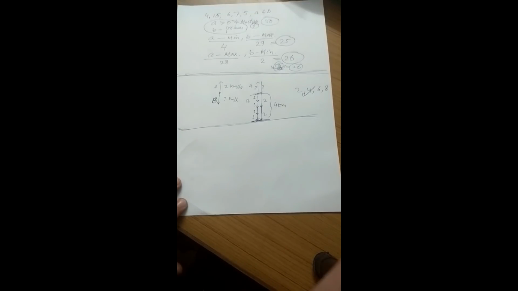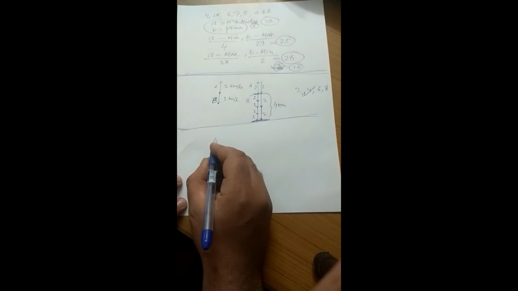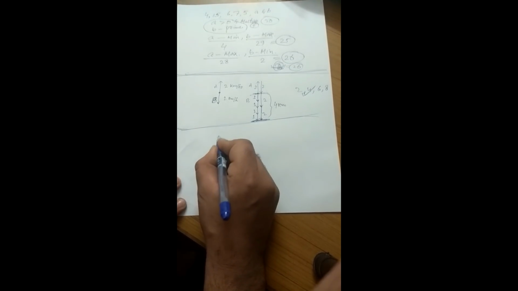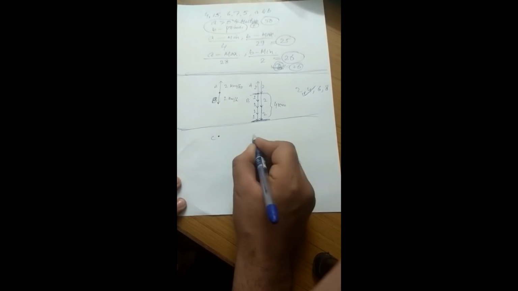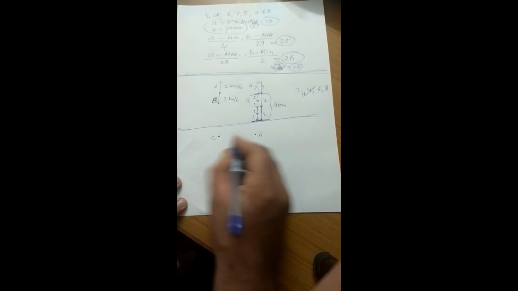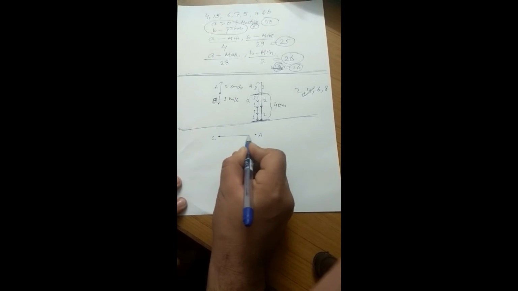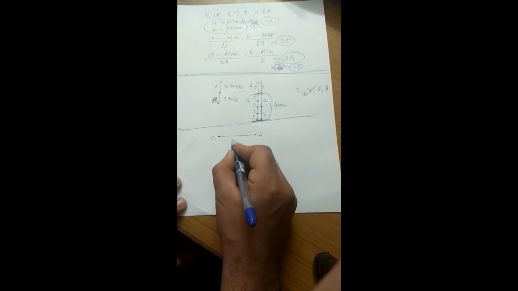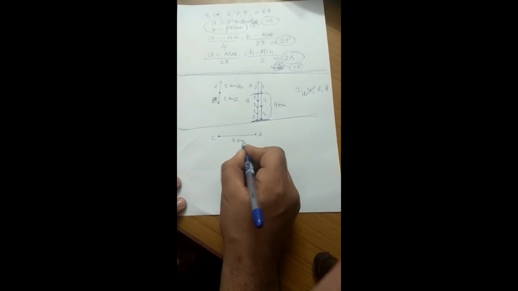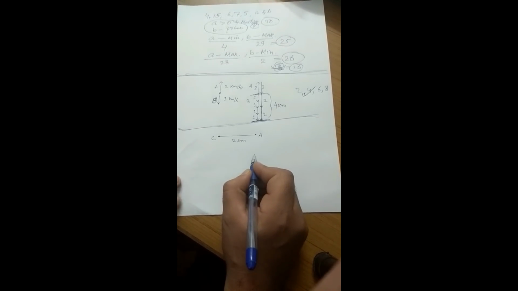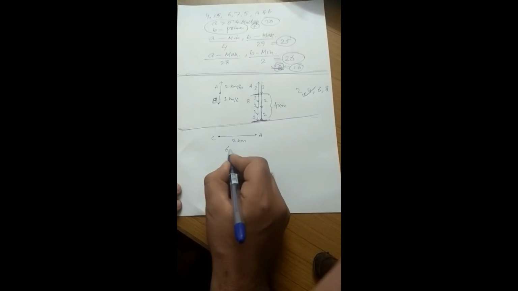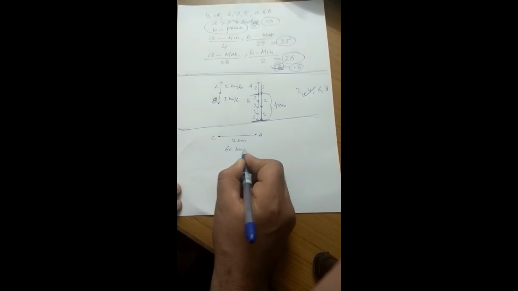So the next question that we will answer is that a person is traveling from Charbagh to Alambagh. Let this be Charbagh C and this be Alambagh A. It is said in the question that the Charbagh to Alambagh distance is 2 kilometers. This person has an aim that he will travel this distance at a speed of 60 kilometers per hour.